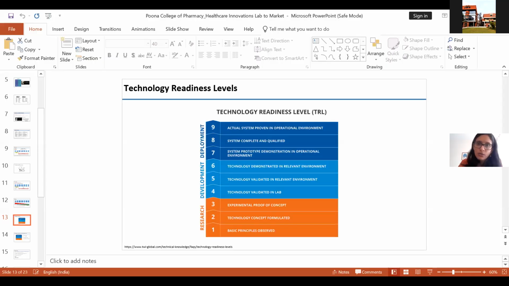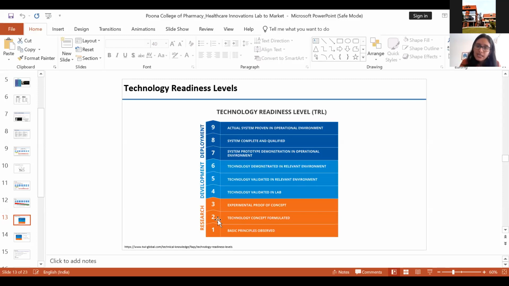For this product to be sold. Okay, so it's important for you to know that there are these 9 steps for every type of technology. And even for drugs, these are very well defined, especially for drugs. So if you go and read the TRL chart for a drug, or what does TRL 8 mean, what does 7 mean, there are very clear definitions for this.